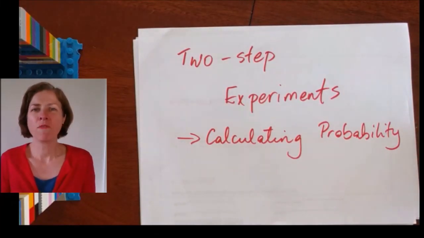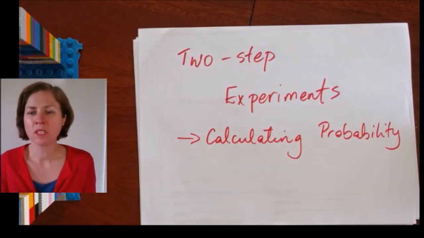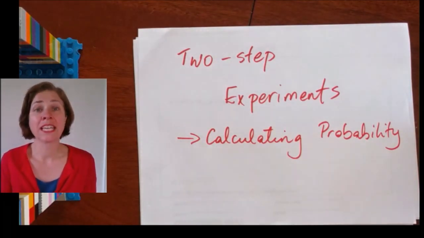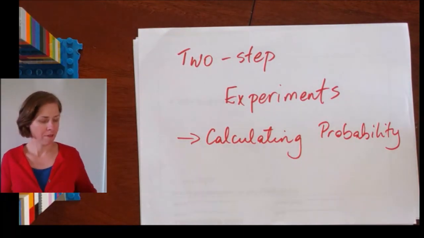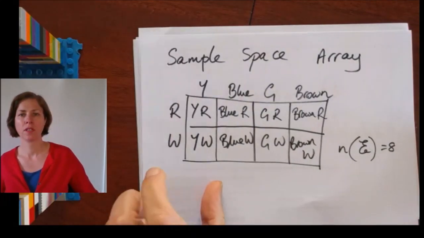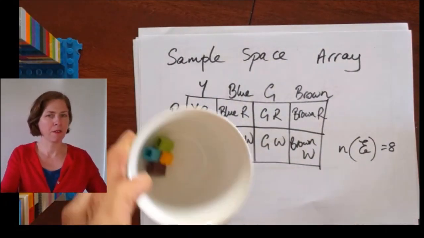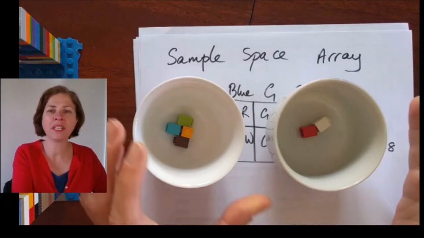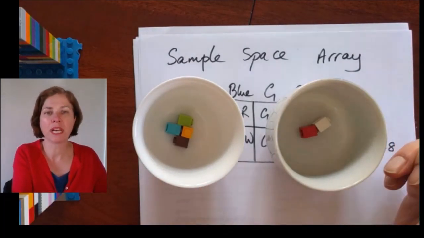Okay, so we've worked out how to find the sample space from a two-step experiment. Now we're going to look at using that sample space in order to calculate probability. So if I go back to my original array, this is from my first cup and my second cup. How can I work out the probability of any particular combination happening?